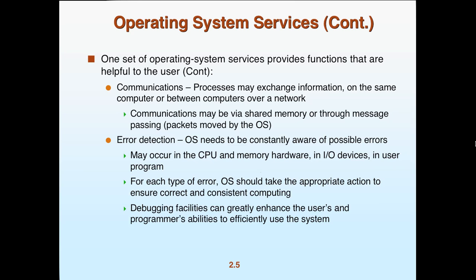Another thing the operating system normally does, although the users don't really like it, is error detection. So there's the fatal blue screen of death, the error messages, all those little things that come out. Usually some of the error messages are caused by the operating system, but most of them are caused by user programs or by network failures or something of that nature. So error detection is also one of the things the operating system needs to constantly be aware of. It may occur in the CPU and in the memory hardware, I/O devices, user programs. So it might occur everywhere, not just in the operating system itself.